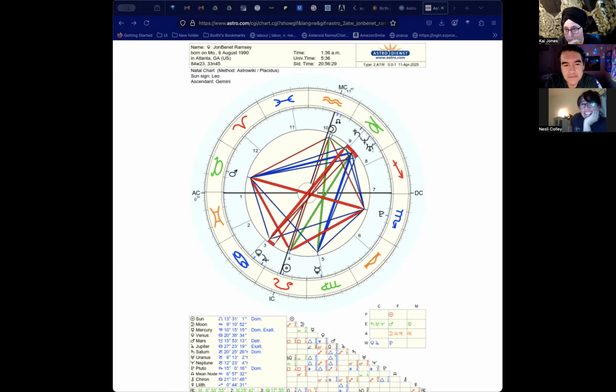Okay, so I'm looking at the age. It's pretty young. Okay, wow. Can we also do the transit on the day that she died and see which dispositor planet was affected at that time? Sure, dispositor. Yeah, we can do that.